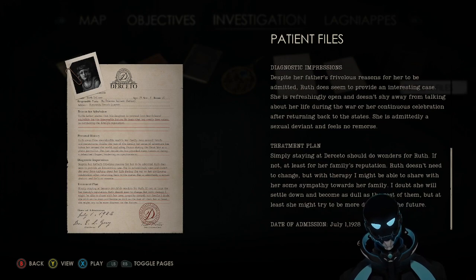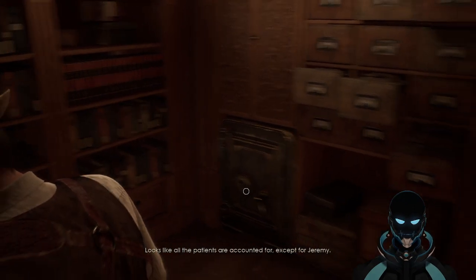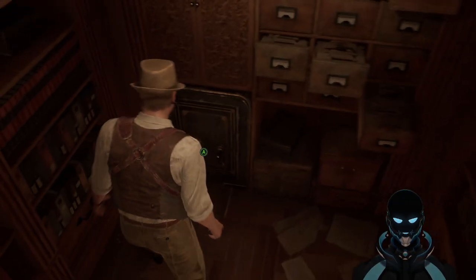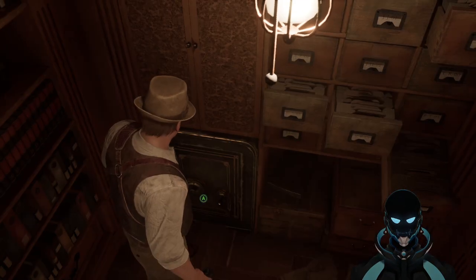Are they fucking? They might be fucking. Looks like all the patients are accounted for, except for Jeremy. That is interesting, yeah. Huh. There's no way I can get into this thing. Better leave it alone. Well, alright then.